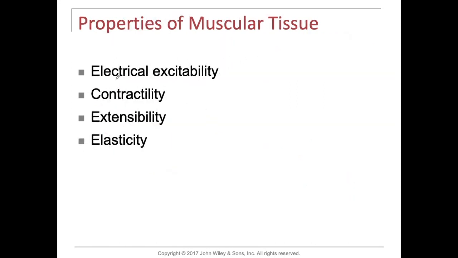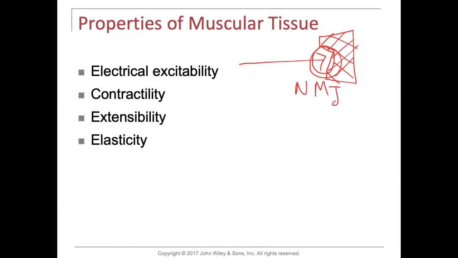Some of the properties of muscle tissue: muscles are electrically excitable. They are electrically excitable because we have a neuron that can attach to muscle. Okay, so let's say this is muscle tissue right here, and this is a neuron that's going to attach to it, right? And right here where they attach, we call that the neuromuscular junction, the NMJ. It's where the nerve and the muscle meet. And as a result of that, muscles are electrically excitable.